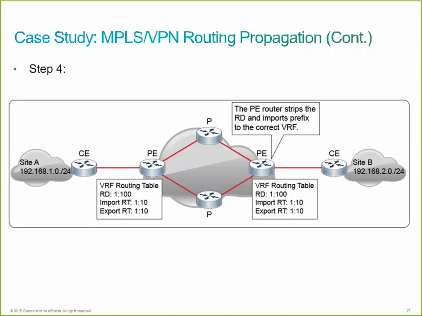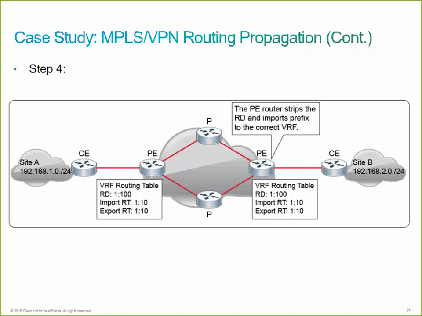Because the route target that was received on the prefix was 1:10, that was the export route target on the PE router on the customer side A. The PE router on site B checks the VRF to see if the import route target 1:10 exists. In this case, it does. And it's going to import that prefix into that VRF routing table.